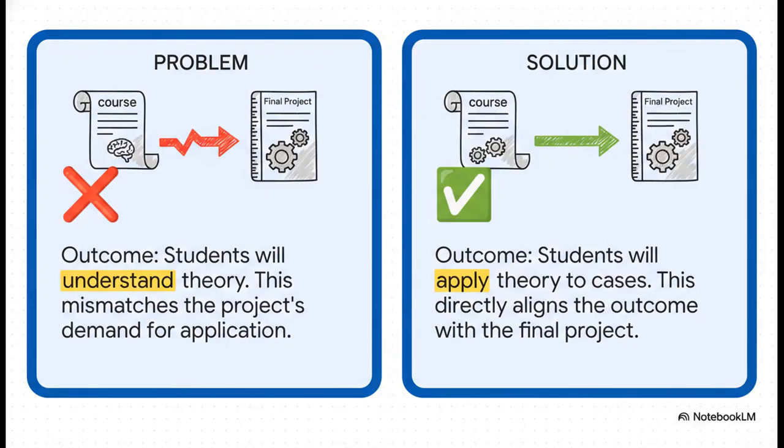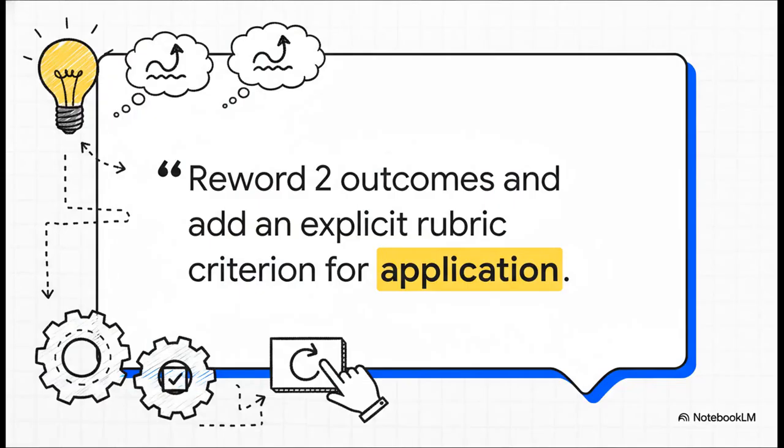So she runs the AI audit, and boom, the alignment prompt spits out a breakthrough insight. Her course outcomes said that students would understand the theory, but the final project, the big assessment, was demanding that they apply it. That's a huge difference. The audit flagged this fundamental misalignment as the likely source of all that student confusion. And the solution wasn't some massive, month-long redesign. It was a perfect, quick win.